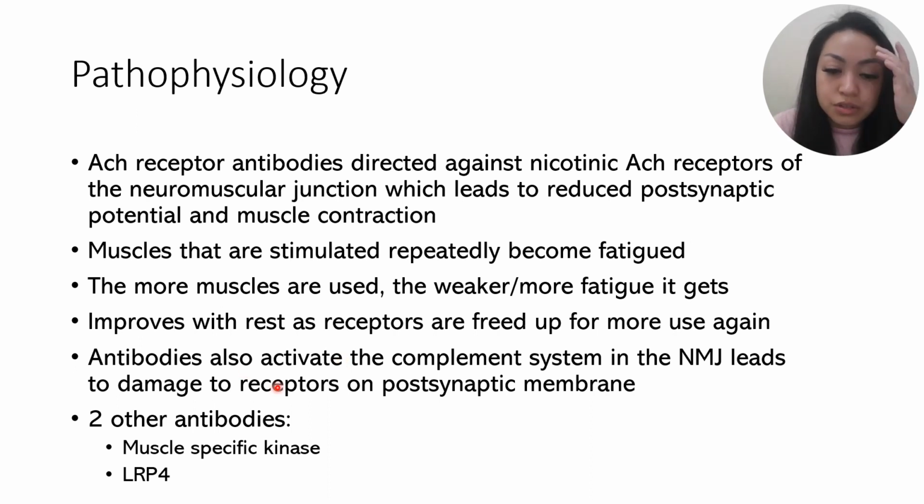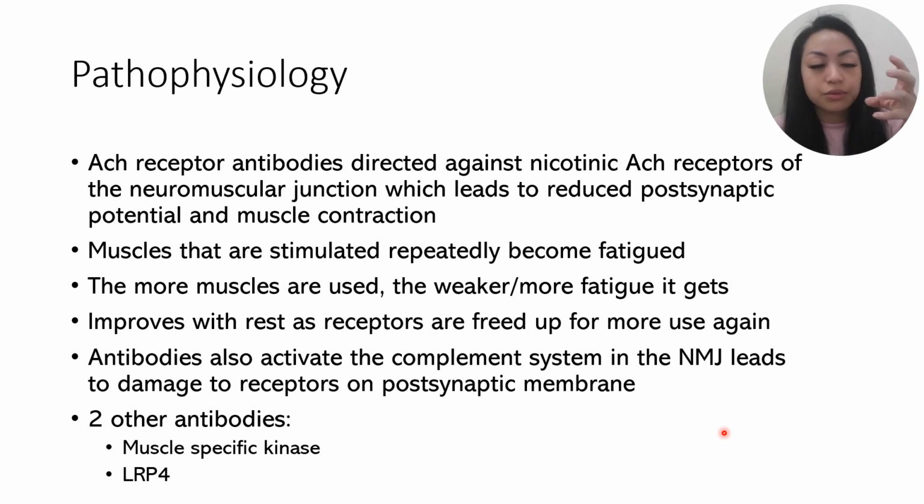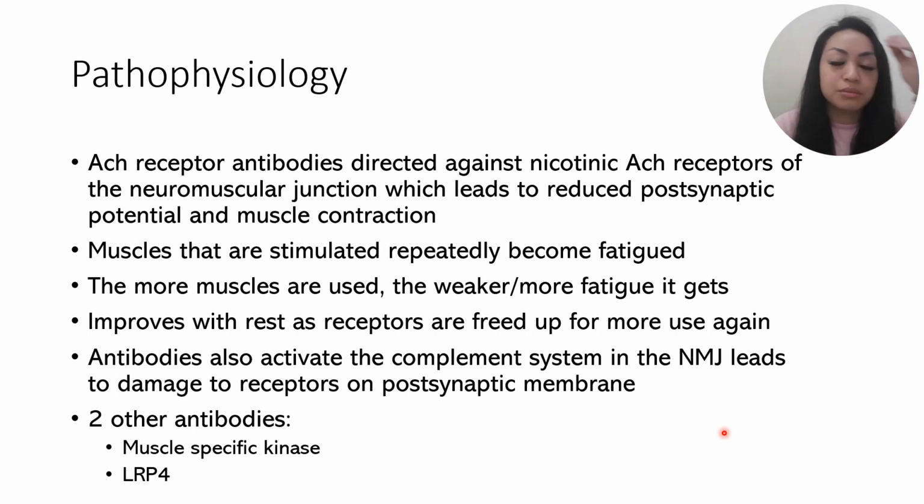Antibodies also activate the complement system in the neuromuscular junction, leading to damage to the receptors on the postsynaptic membrane. We're producing antibodies against these nicotinic acetylcholine receptors, making them unusable, because if an antibody is bound to that receptor, it can't be stimulated by acetylcholine. Not just that, it activates the complement system, which is an immune response, and it starts attacking these acetylcholine receptors, so they actually get destroyed.